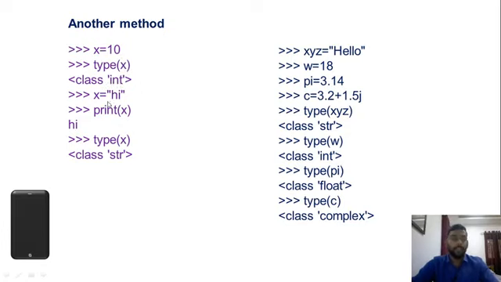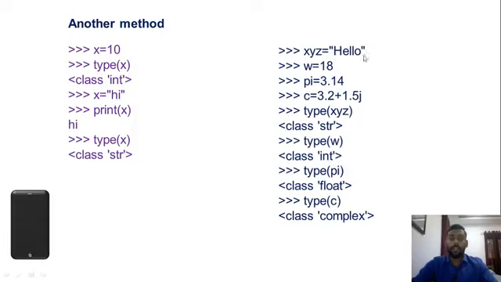Then x equal to "hi", print x. x is a variable storing hi, so x is a string type variable. Then print x, of course print is a function to print something, so here it prints hi. Then type of x: x is a string variable that stores the value hi, so type of x prints class str.